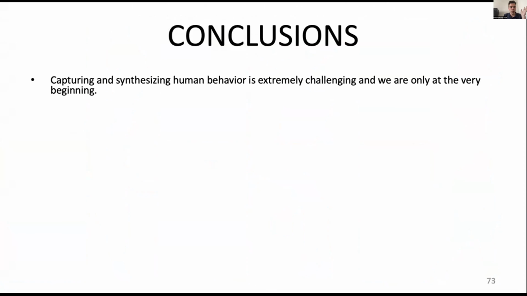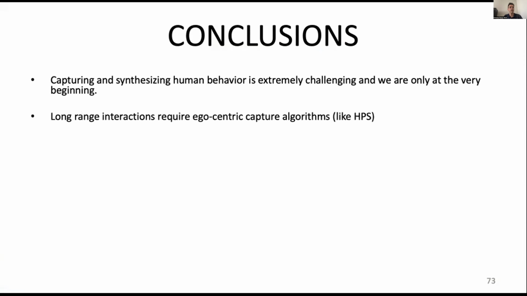Okay, so just to conclude, no, I don't want to postpone the coffee break any longer. So basically, capturing and synthesizing human behavior is extremely challenging, and we're only at the very beginning. But there's an opportunity for lots of exciting research happening in this area. Long-range interactions require egocentric capture algorithms, and I showed one example, which is the human positioning system. I was showing that when you deal with egocentric data, tracking the object motion is very challenging because it's not very visible on the camera.